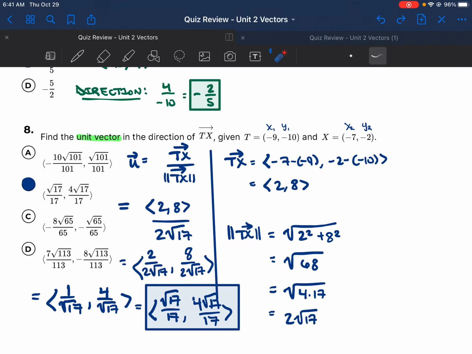Let's start doing some simplifying. So 2 and 2 reduce with each other. We just get 1 over square root of 17. 8 and 2 reduce with each other. We get 4 over square root of 17. But we all know that we don't like square roots in denominators, so we're going to multiply the square root of 17 on top and bottom for both these pieces. This ends up giving us square root of 17 over 17, 4 square root of 17 over 17.